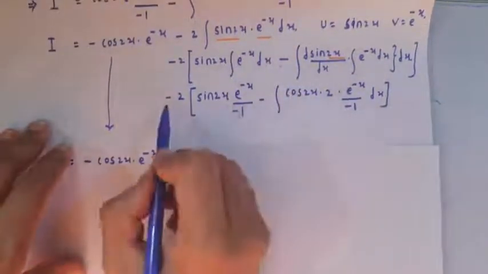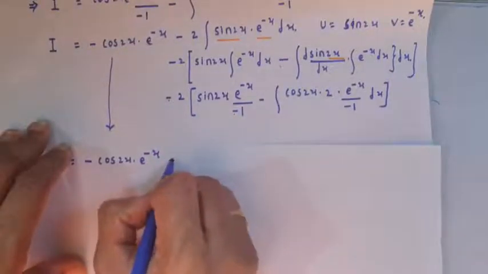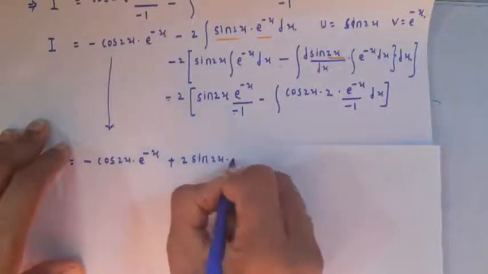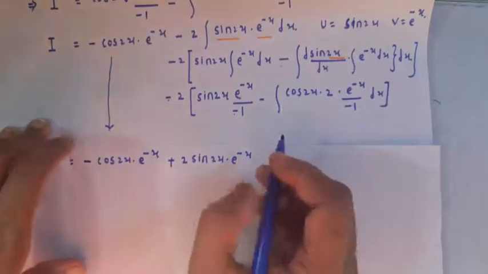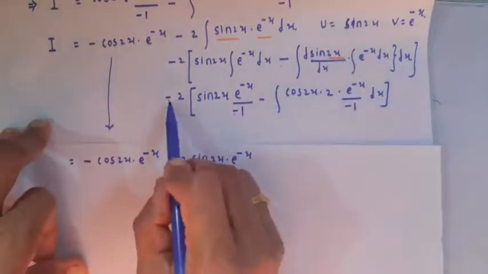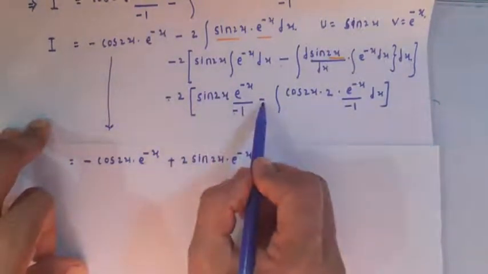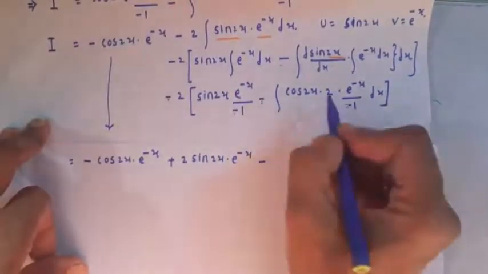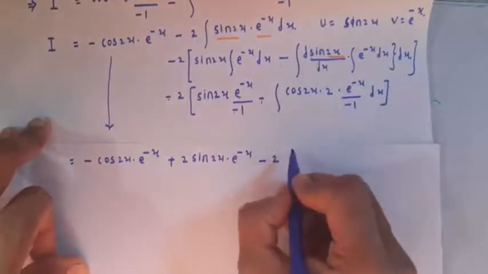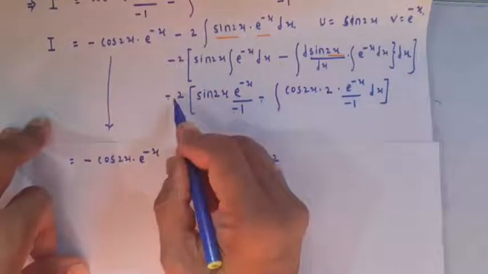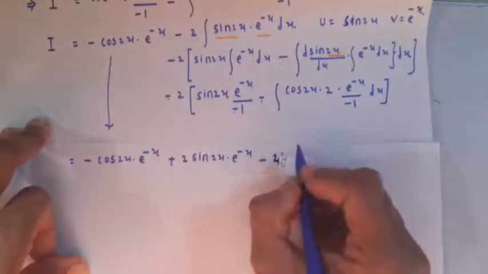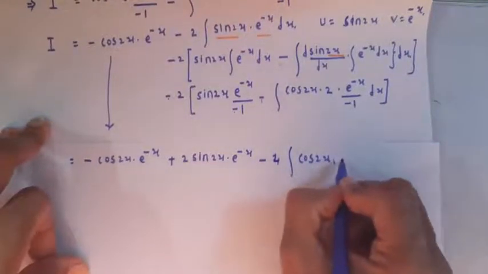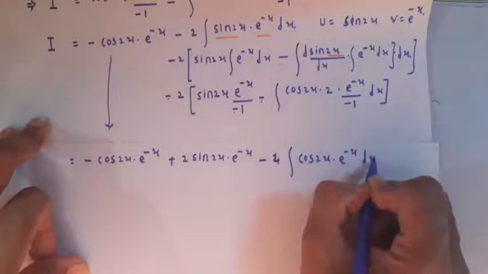Okay, now the calculation: minus into minus is plus 2 sine of 2x into e raised to minus x. Now this minus into this minus is plus, and again this plus into this minus is minus. These two as a constant we take outside the integration, and this 2 into this 2 is 4, into integration of cos of 2x into e raised to minus x with respect to x.